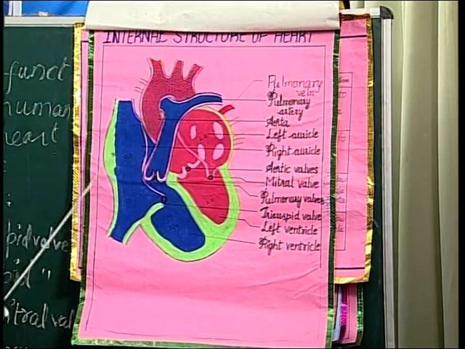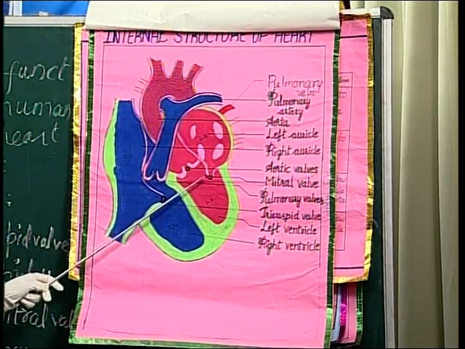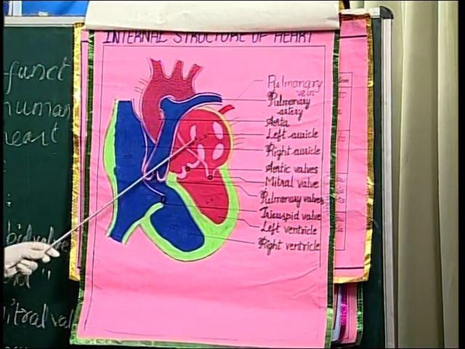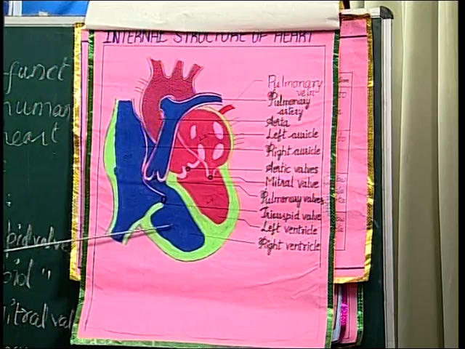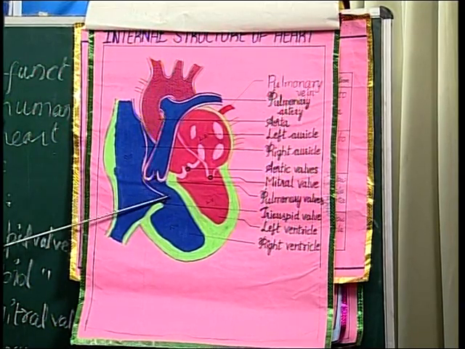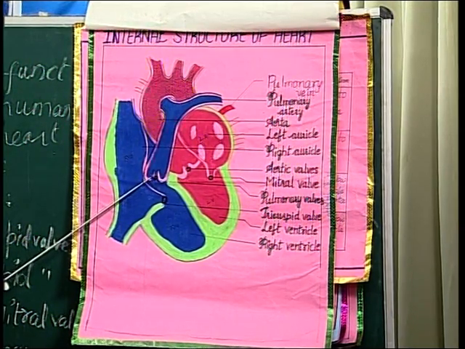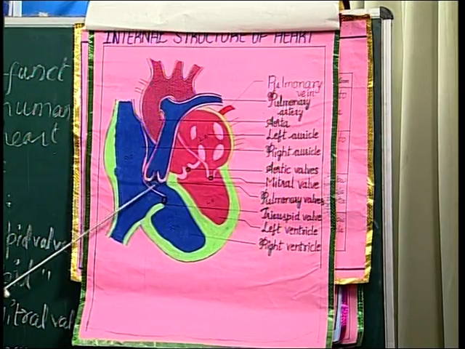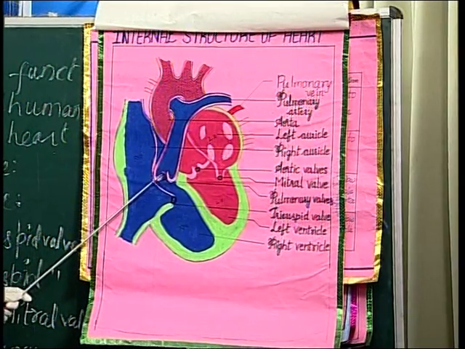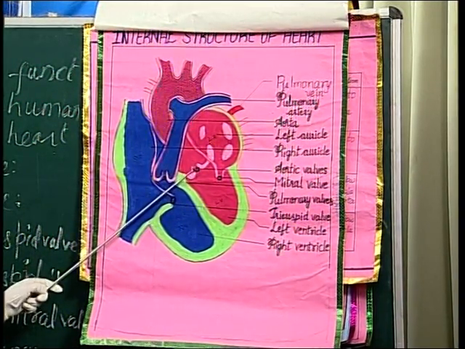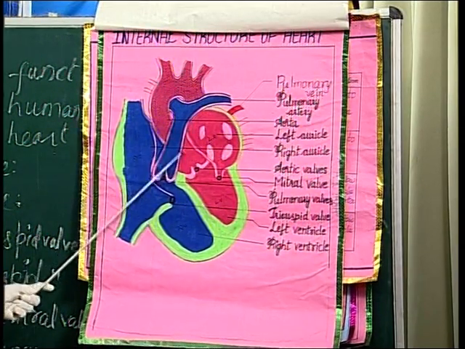This tricuspid valve allows the flow of blood from the right auricle into the right ventricle, and this mitral valve allows the flow of blood from the left auricle into the left ventricle. At the beginning of the pulmonary aorta there is one valve present. That valve is the pulmonary valve. This pulmonary valve allows the flow of blood from the right ventricle into the pulmonary aorta, and this is the aortic valve. This aortic valve allows the flow of blood from the left ventricle into the systemic aorta.